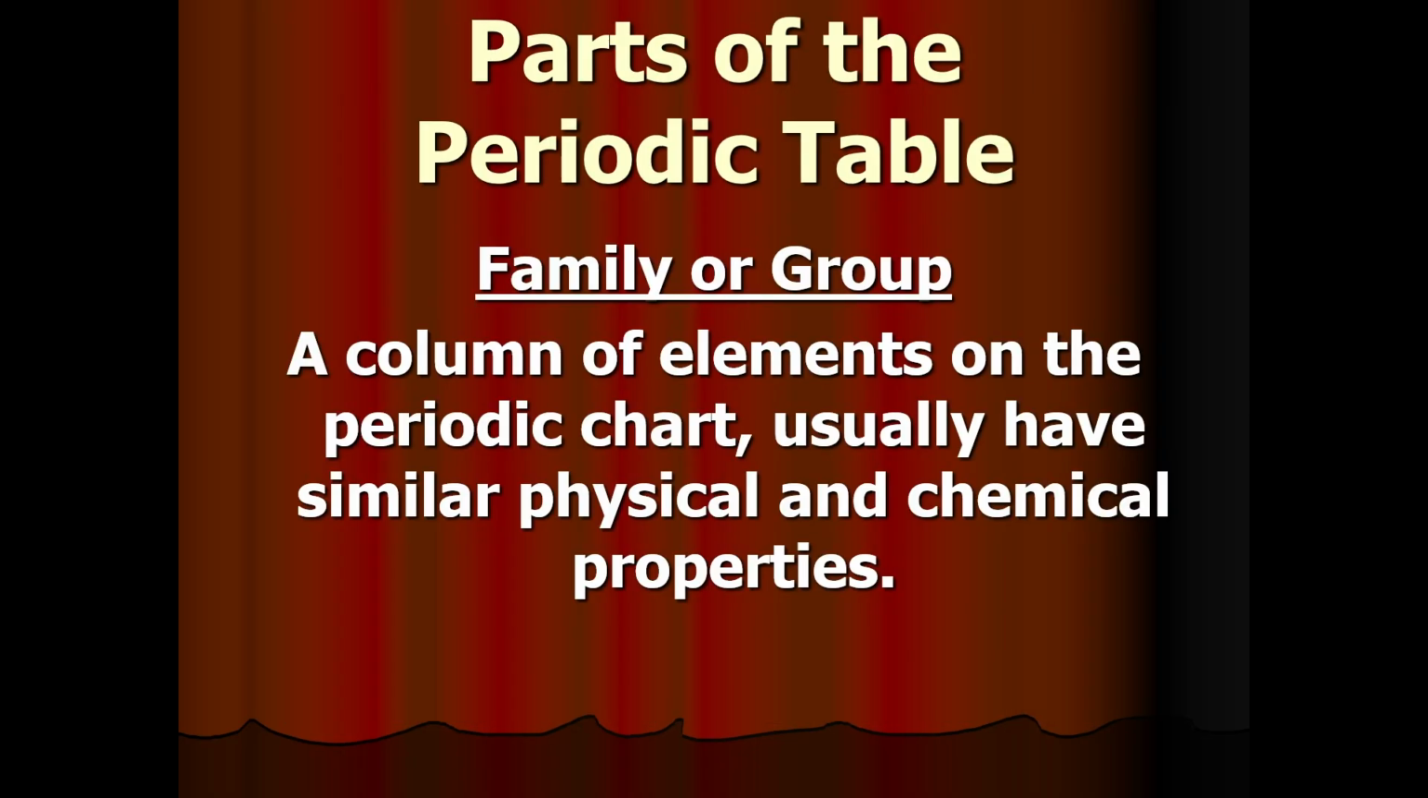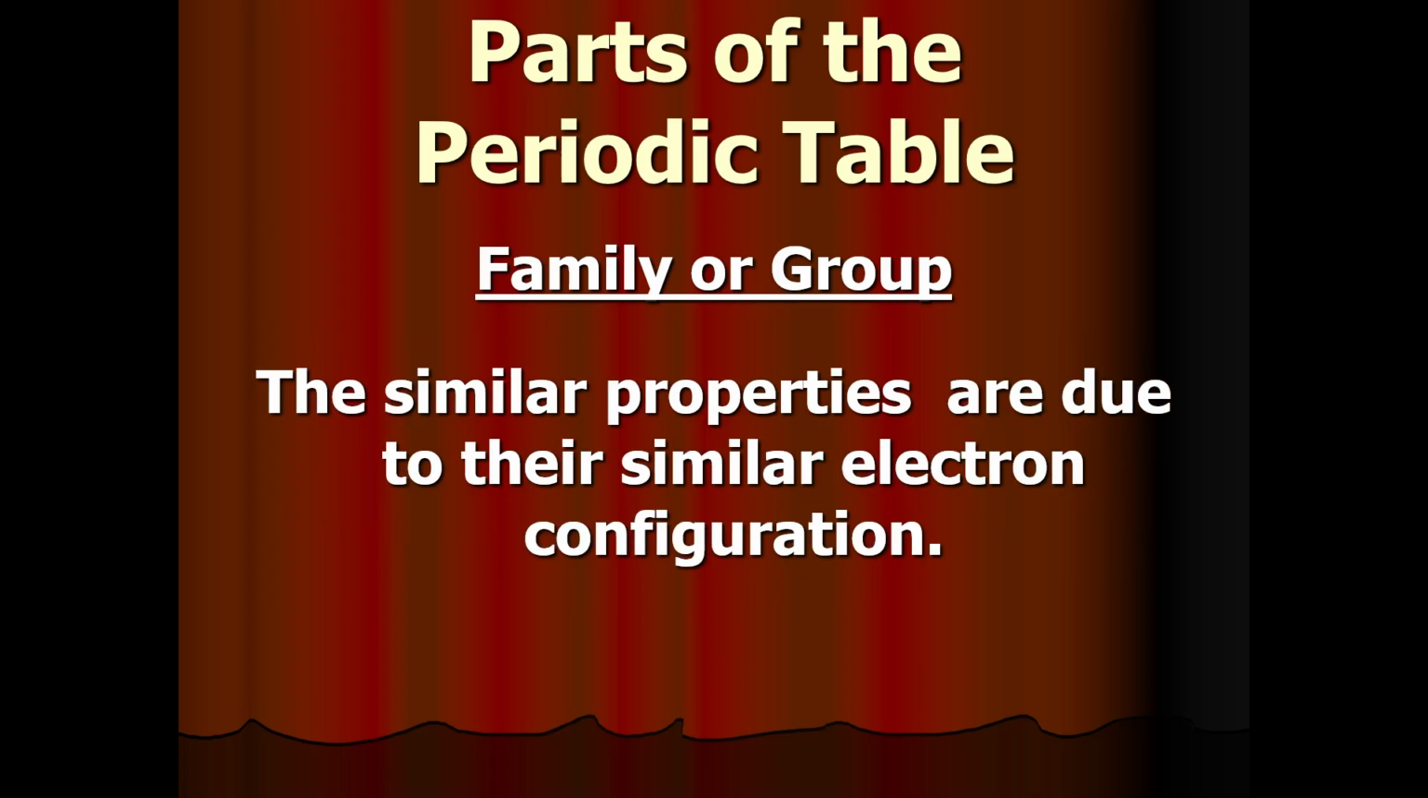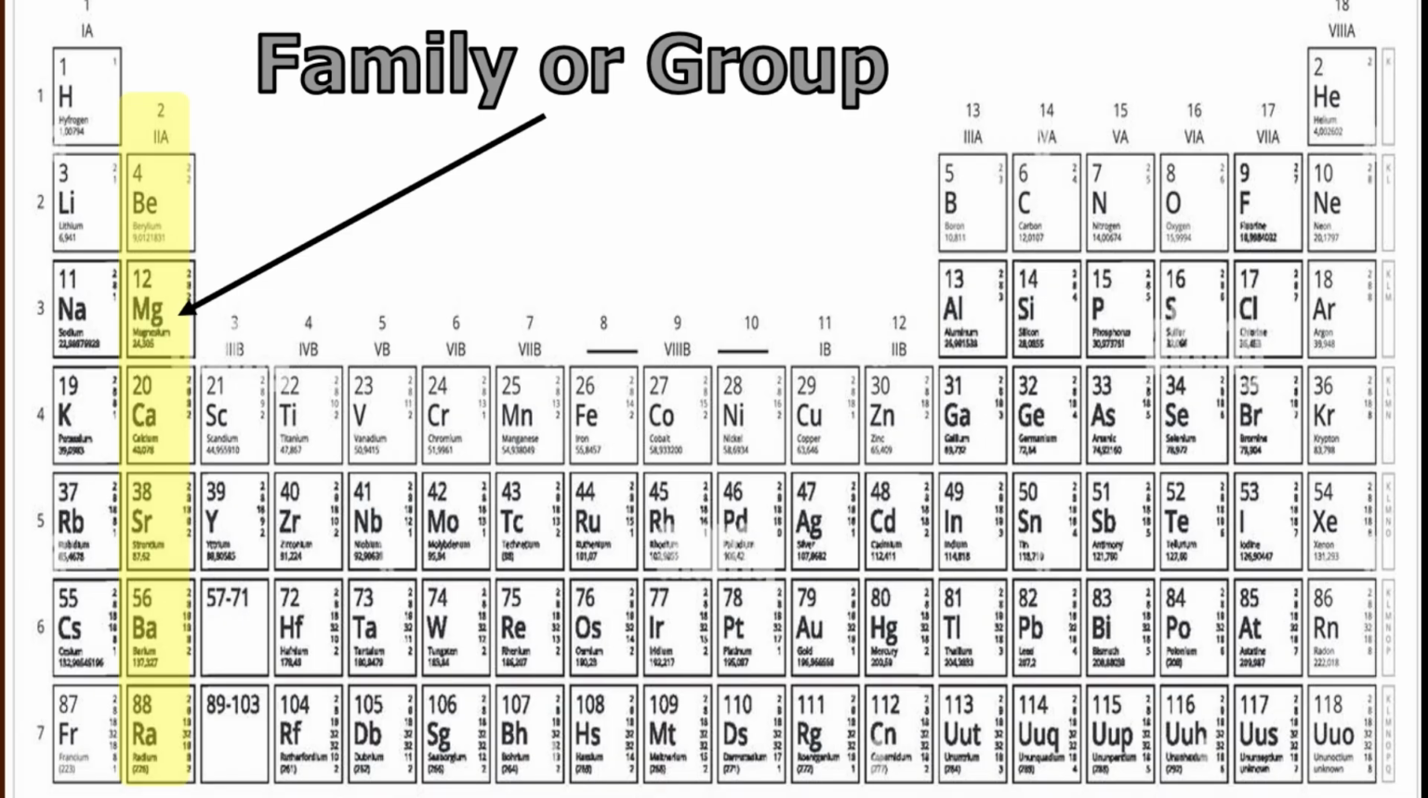A column of elements on the periodic chart usually have similar physical and chemical properties. This column is referred to as a family or group. Elements in a family or group have similar properties, which is due to their similar electron configuration. Here we have highlighted column 2 on the periodic table, which represents a family or group.